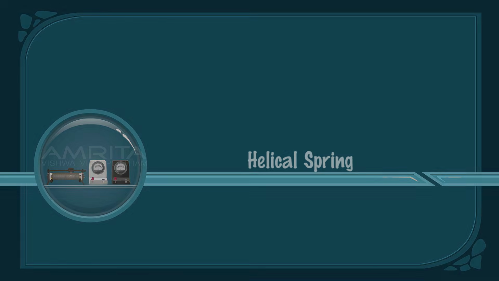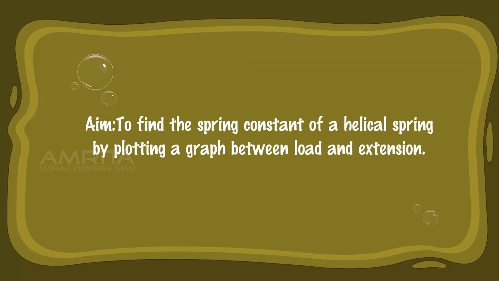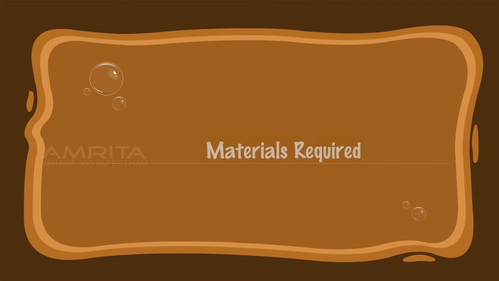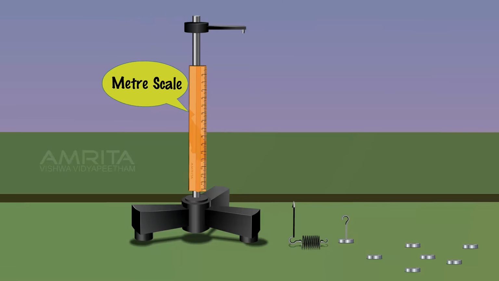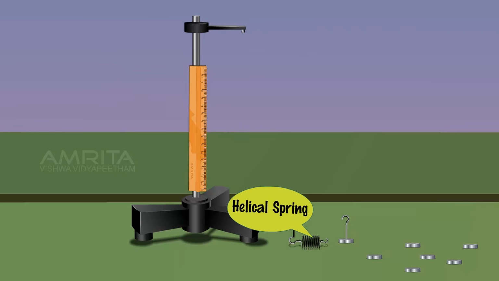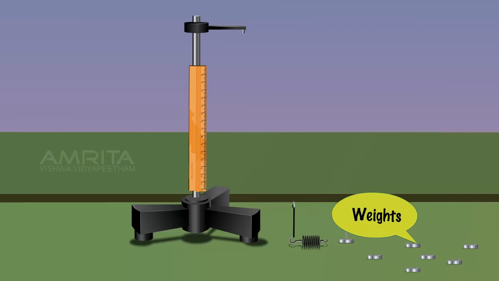Helical spring. Aim: to find the spring constant of a helical spring by plotting a graph between load and extension. Materials required: rigid stand, meter scale, helical spring, 50 grams weight hanger, 50 grams weights.